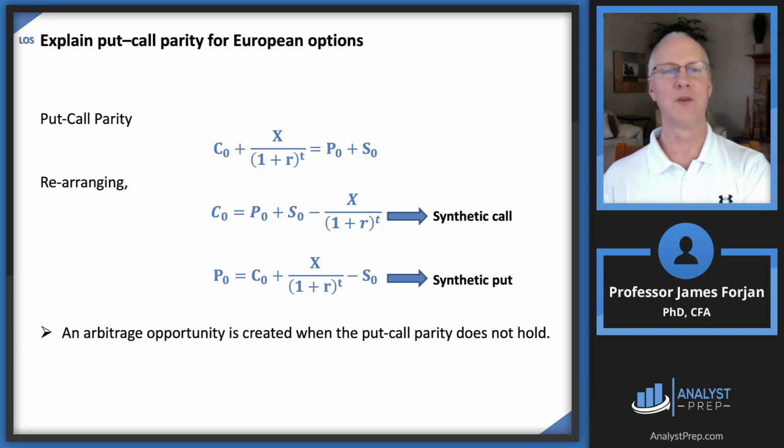All right, so here's the big thing. This goes all the way back to the first LOS, is that if you don't like what's going on in the option market, you can go to the other markets. You can go to the stock market and you can go to the bond market and you can replicate or generate a higher return in one market or the other. We call that an arbitrage opportunity.